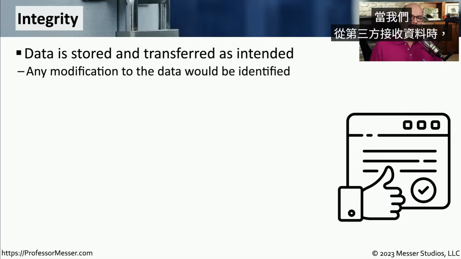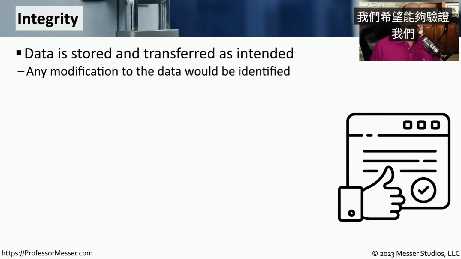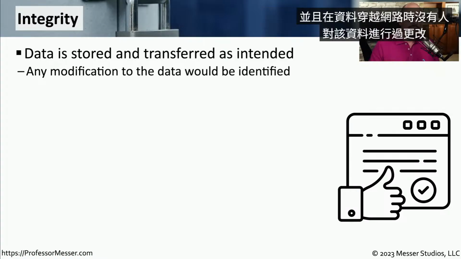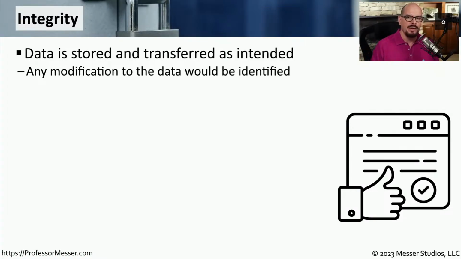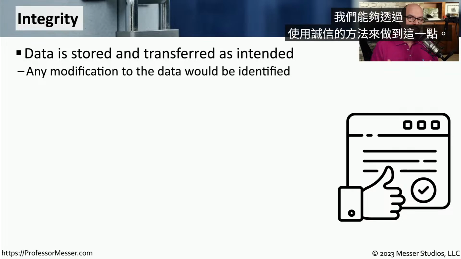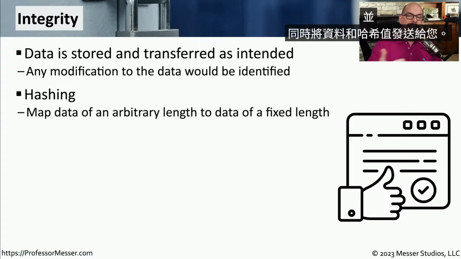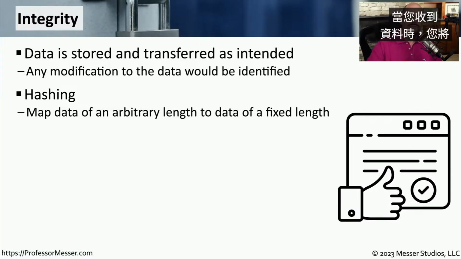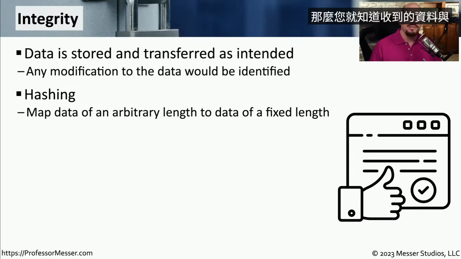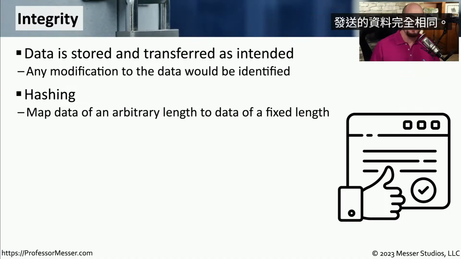When we're receiving data from a third party, we'd like to be able to verify that the data that we have received is exactly the same data that was sent and that nobody has made changes to that data while it was traversing the network. We're able to do that by using methods of integrity. One way to provide integrity is by hashing. The person sending the data will create a hash of the data and send you both the data and the hash at the same time. When you receive the data, you'll perform the same hashing function, and if your hash matches the sender's hash, then you know the data that you've received is exactly the same as the data that was sent.